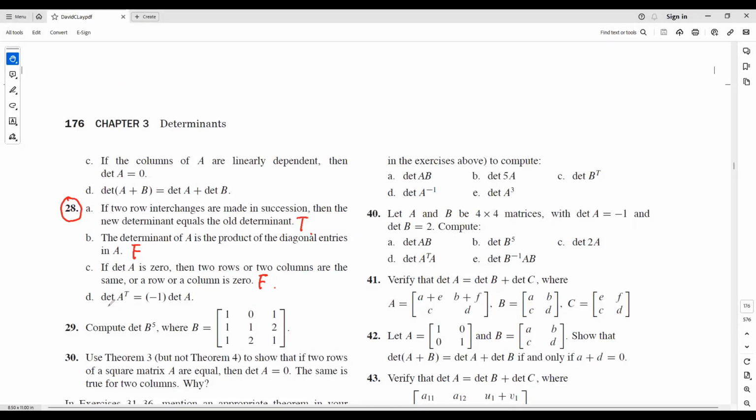D. Determinant A transpose equals minus determinant of A. False. Because determinant A transpose equals determinant A.